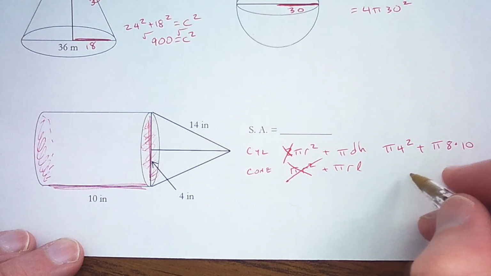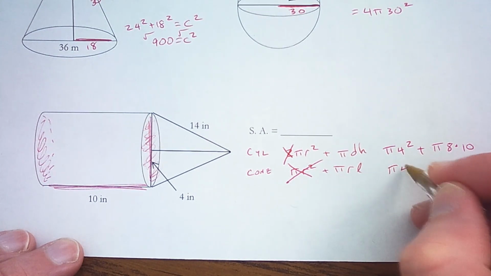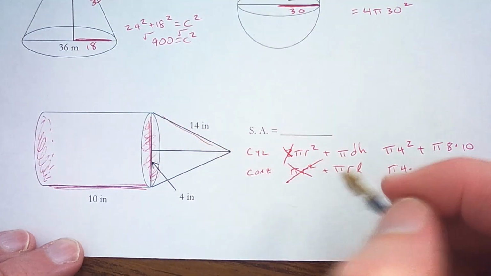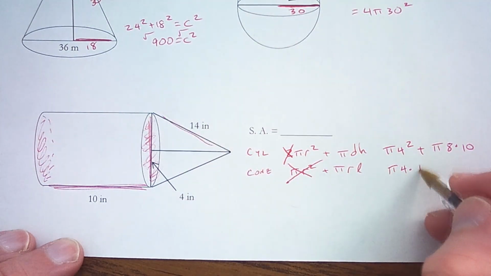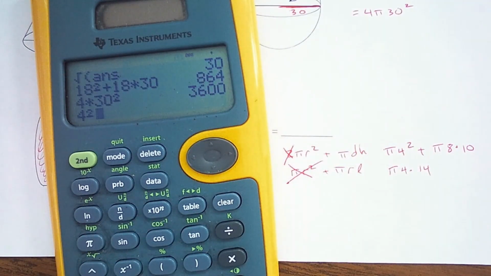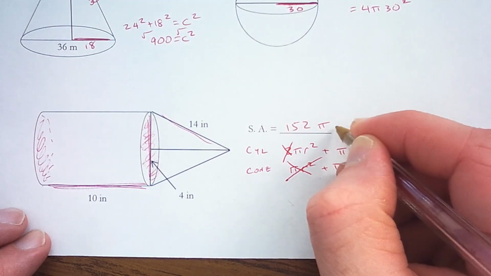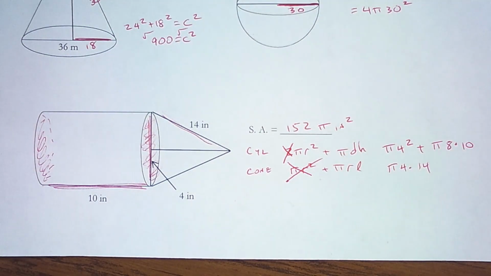For the cone, pi r l, just the lateral area. That's pi times 4 times the lateral, or the slant height, which is 14. So in my calculator, I'll do 4 squared plus 8 times 10 plus 4 times 14. That's 152. So our surface area is 152 pi inches squared.